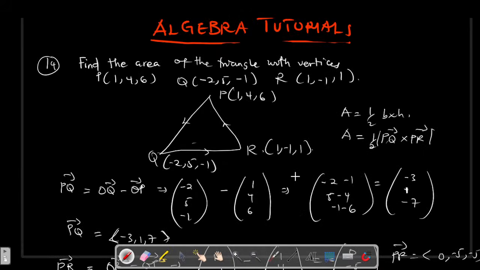So for this particular algebra tutorial, we solved 14 problems. We'll continue this next week and see you later in the applied electricity tutorial.